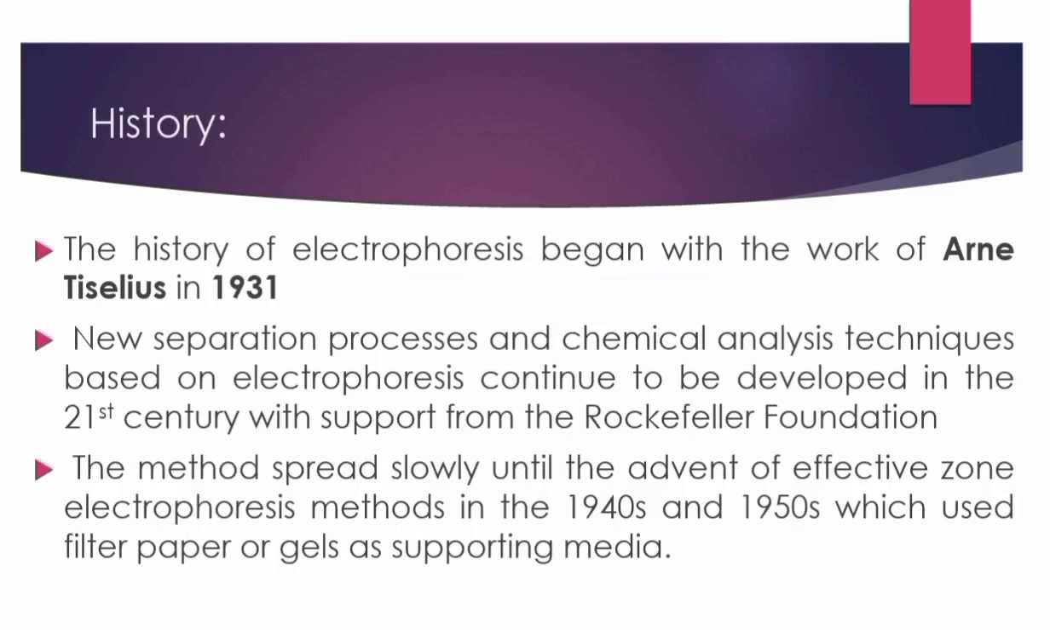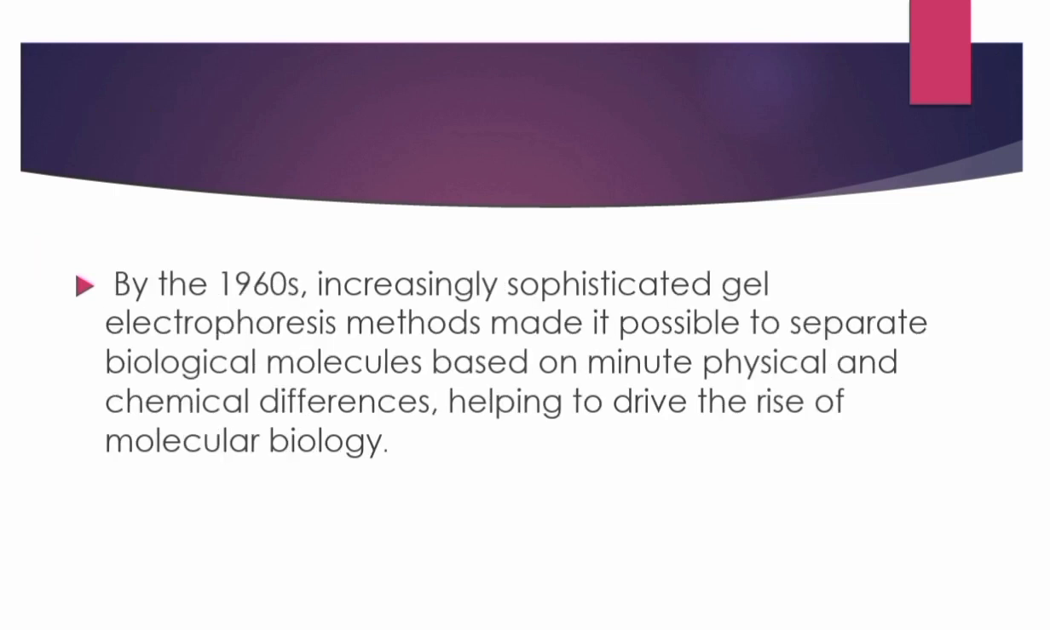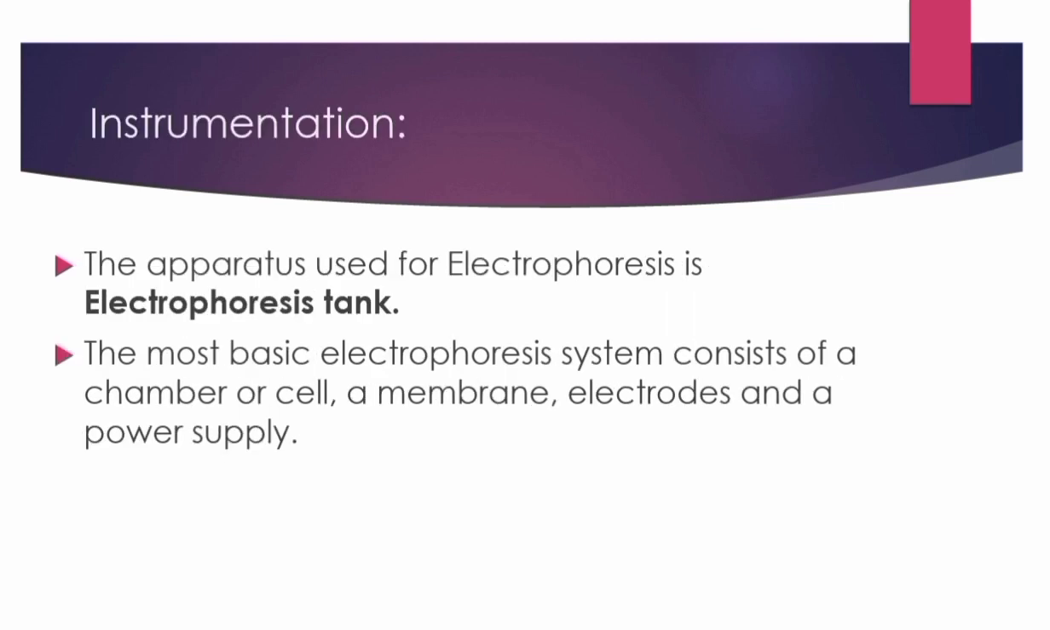Coming towards its history, the history of electrophoresis began with the work of Arne Tiselius in 1931. He gained the support of the Rockefeller Foundation, and new separation processes and chemical analysis techniques were introduced in the 21st century. The methods spread slowly and more types were introduced in the 1940s and 1950s. By the end of the 1960s, increasingly sophisticated gel electrophoresis methods made it possible to separate biological techniques based on various differences.